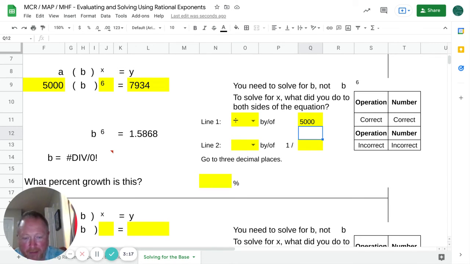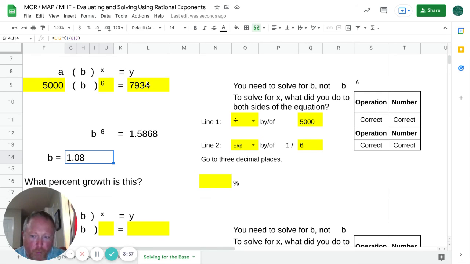Now I need to undo that, and we're going to do that with rational exponents. We know we could take the 6th root, but the other thing I can do is put the exponent of 1 over 6 on this. Then you have 6 times 1 over 6, which is 1. So we're going to put an exponent, and it's going to be 1 over 6. Look at that, correct and correct. It shows that b is 1.08. So 1.08 to the exponent of 6 multiplied by 5,000 is our answer here.